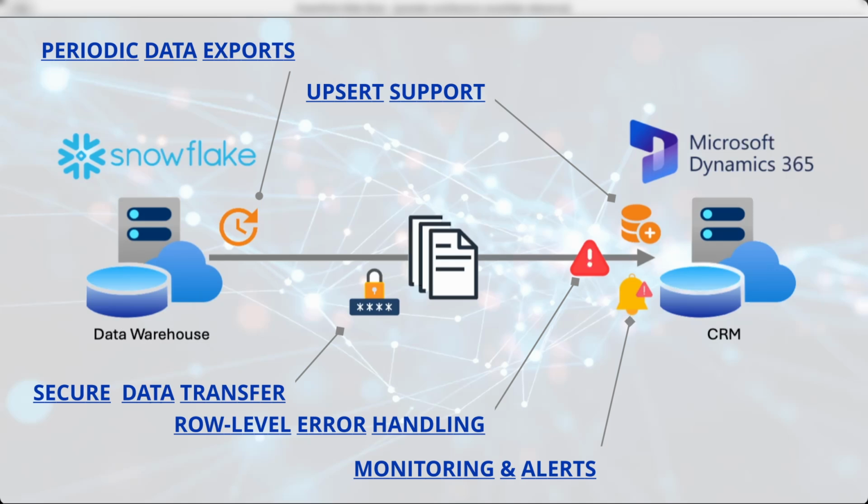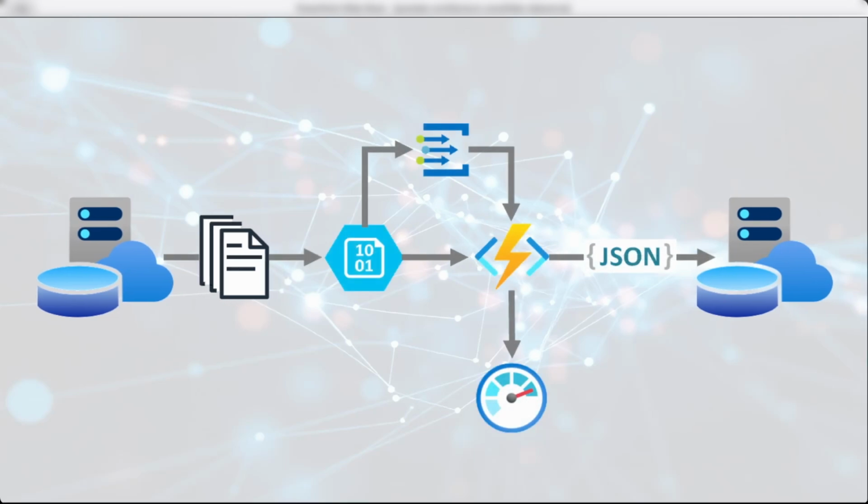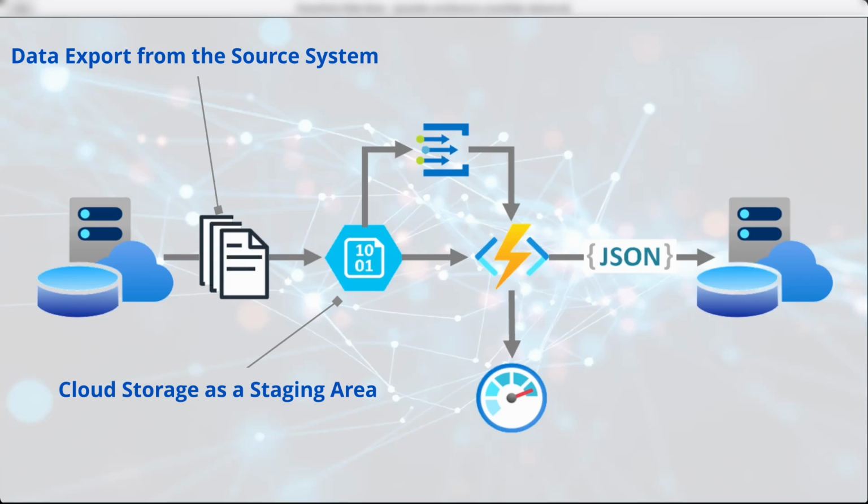Now that I've covered the key requirements, let's take a look at the high-level architecture for this integration pattern. At its core, the architecture is designed to move data securely and efficiently from a source system, like a data warehouse, to a target system like a CRM or ERP platform. Here is how it works. The process starts with the source system exporting data to cloud storage. This could be a daily export of customer data, sales transactions, or any other data set. The exported data lands in cloud storage, like Azure Blob Storage or Amazon S3.